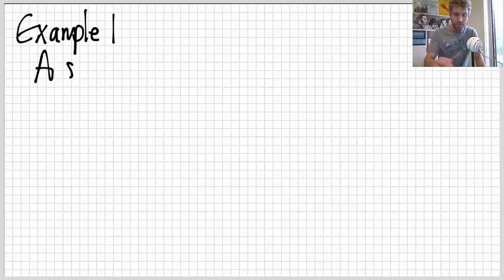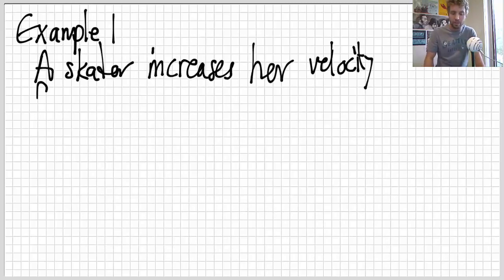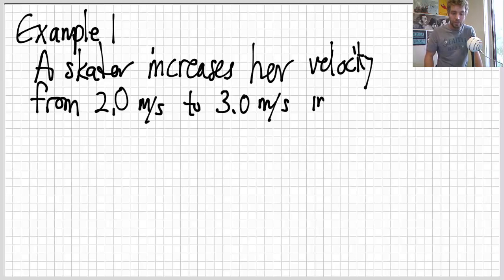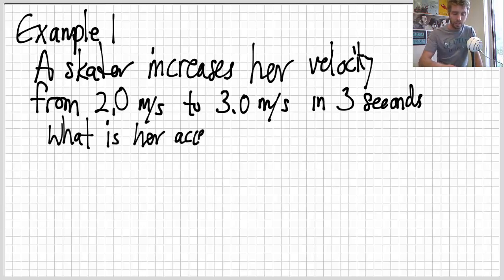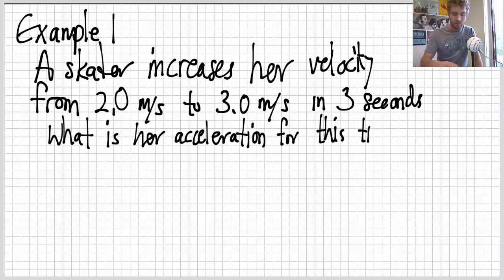Here's the first. Example 1, a skater increases her velocity from 2.0 meters per second to 3.0 meters per second in 3 seconds. What is her acceleration? Now, let's not get started on whether or not skateboarders, or roller skaters maybe, are measuring their velocity to 1 decimal point. Doesn't matter. In this case, that's what's going on.